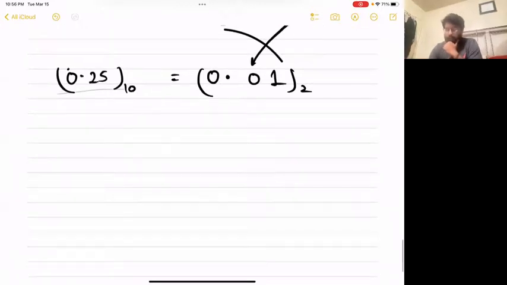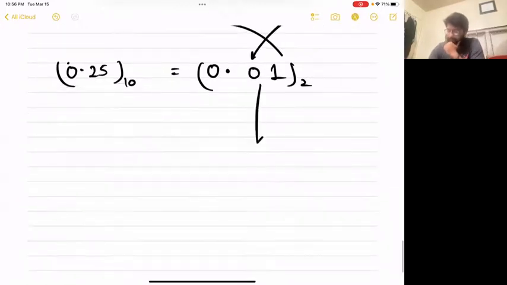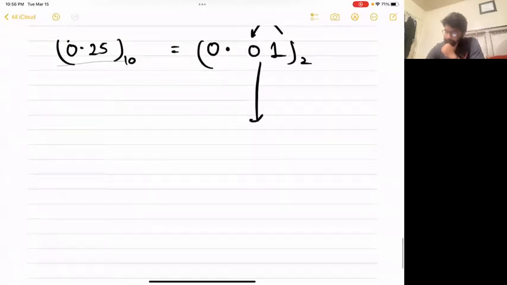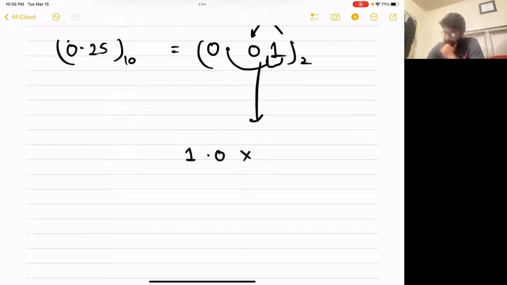All right, now we have to normalize this number. In order to normalize it, we have to move the point 2 times, right? So it'll become 1.0 multiplied by 2 to the power of -2.